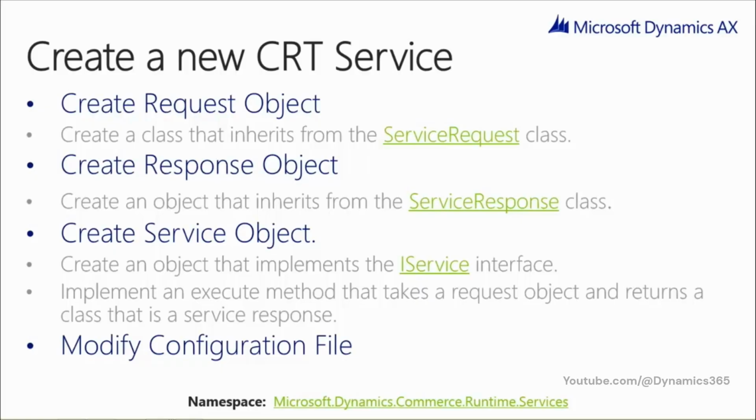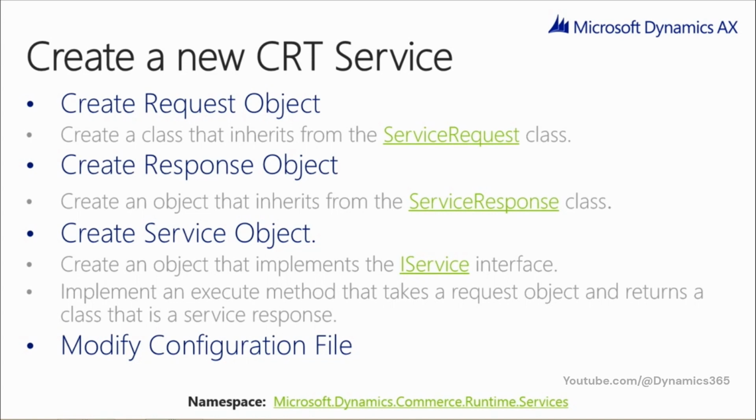A service handles any number of service messages. A service message is the combination of a service request and a response. To create a service, implement a request, a response, and a service. To create a request object, create a class that inherits from the service request class. Implement the service request constructor, and optionally implement any validation that you want to perform on the request. To create a response object, create an object that inherits from the service response class, and implement code to perform your desired functionality. Typically, this would be a get or set operation.